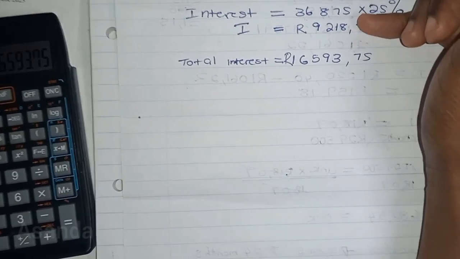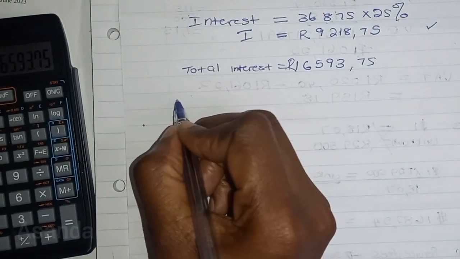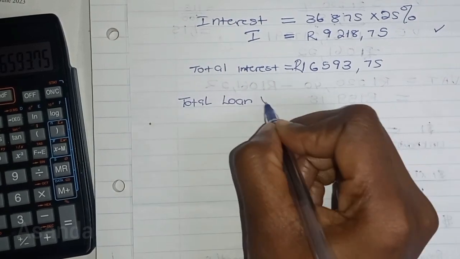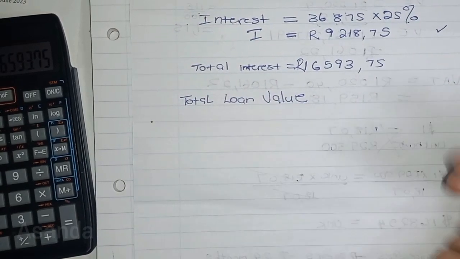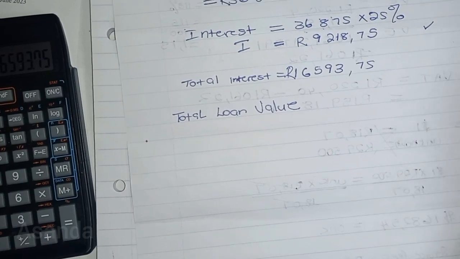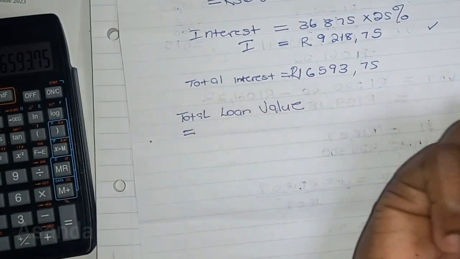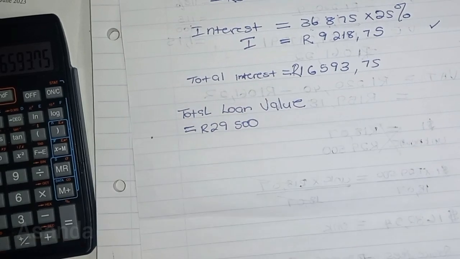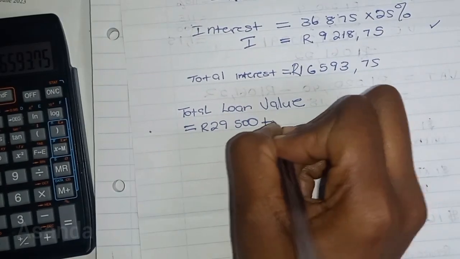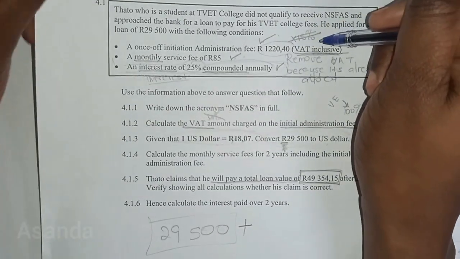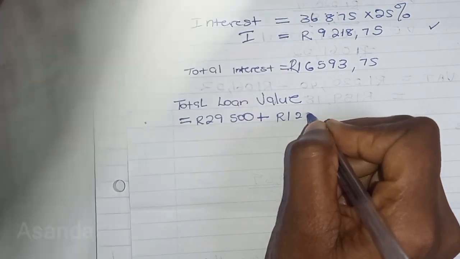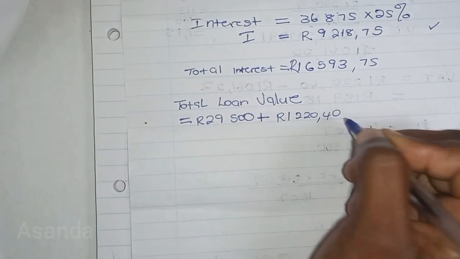Now we have the interest, we have everything. We can calculate the total loan value, right? So now we're going to calculate the total loan value, which is equal to, he borrowed 29,500 rand. That's going to get paid back. Then I'm going to go step by step so I don't skip anything. Then he paid an administration fee right at the beginning of 1,220 rands and 40 cents, right?